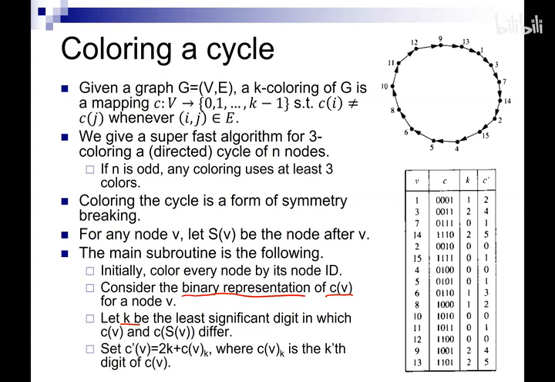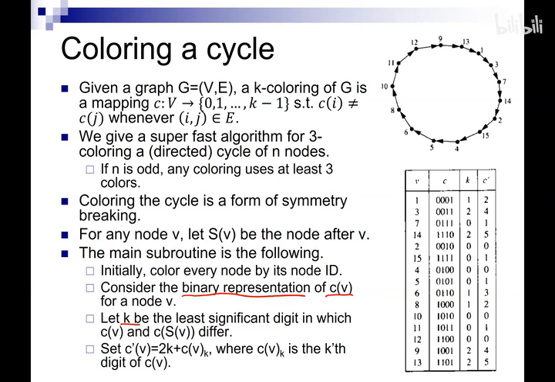All right, and then given this k, we're now going to give a new color to v. Currently its color is, let's say, C of v. Now we're going to give it a new color, C prime of v, which is going to be defined as 2 times k. Again, k is the least significant digit where v and its successor's colors differ in the kth bit. So C prime of v is going to be 2 times k plus the kth bit of v's current color.